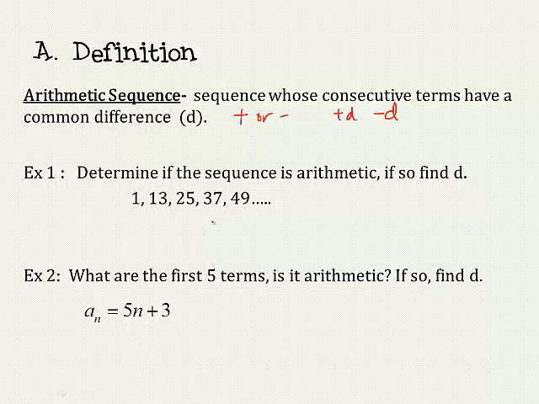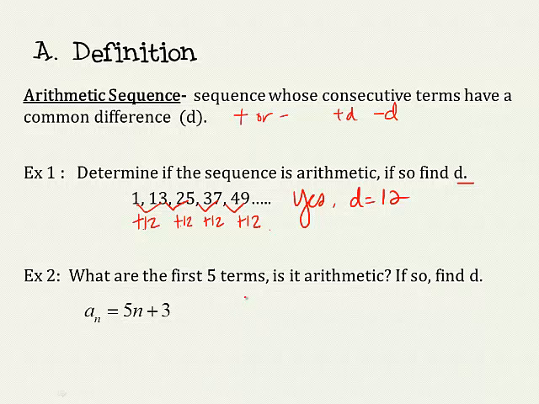Okay, so for instance, it might ask you, determine if a sequence is arithmetic, and if it is, find d, the common difference. So you look at a sequence and you figure out, okay, what's the difference between 1 and 13? Well, I added 12. What's the difference between 12 and 25? Again, I added 12. So you can see the common difference is a positive 12. So I would say yes, and d is 12. Easy enough. If I was subtracting each time, the d would be negative. That's the only thing that changes there.